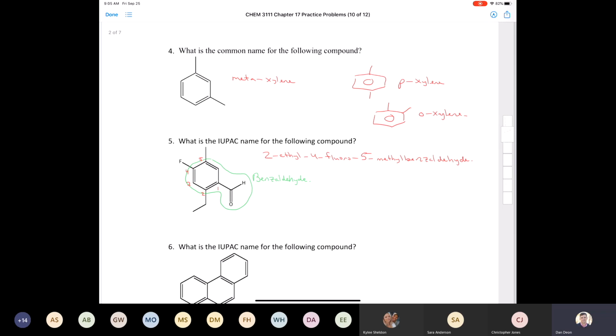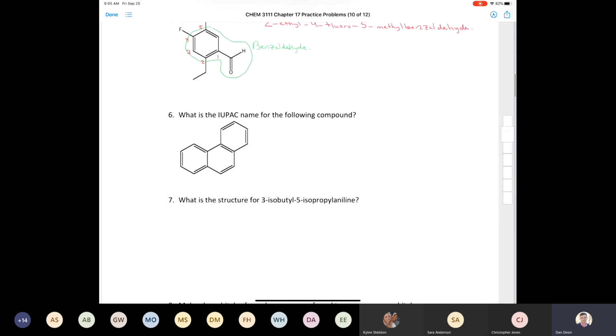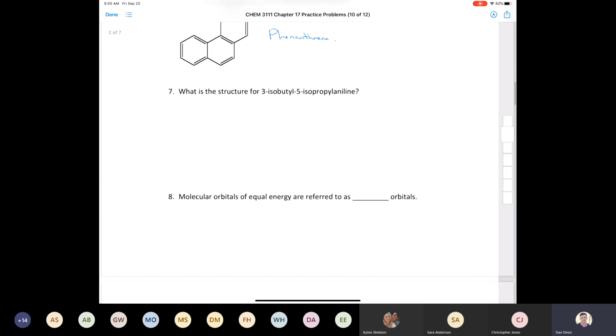All right. The next one, I didn't really cover the part about polyaromatic hydrocarbons. Please take a look at it. But this molecule is called phenanthrene. Phenanthrene, carcinogen.